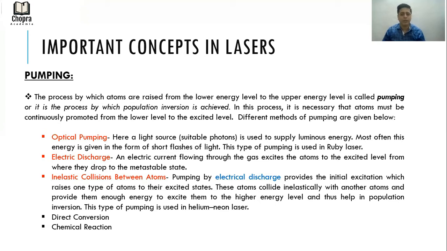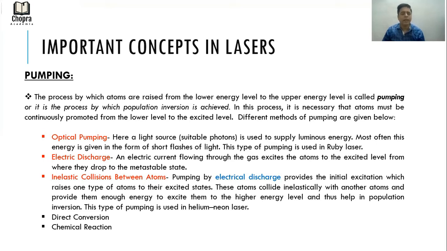So what are the different methods? The first method is called optical pumping. Here a light source of suitable photons is usually used to supply luminous energy. Most often this energy is given in the form of short flashes of light. This type of pumping is used in the ruby laser. We'll be doing that shortly. The second type of pumping method is called the electrical discharge method. An electric current flowing through the gas excites the atoms to the excited level, from where they drop to the metastable state.